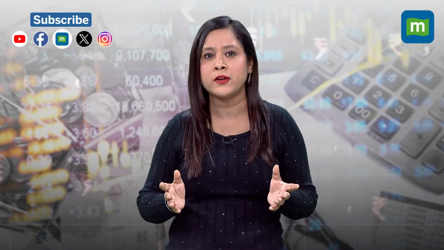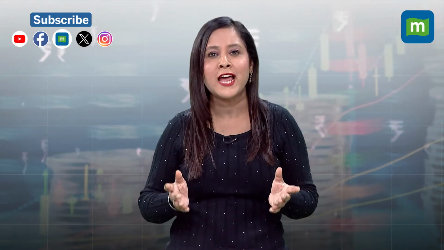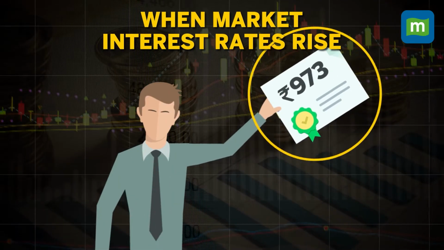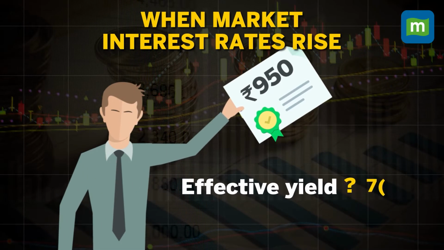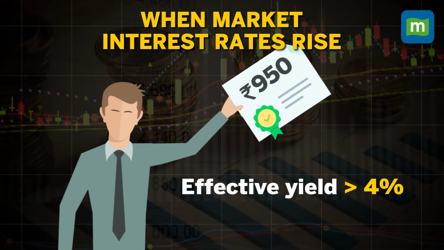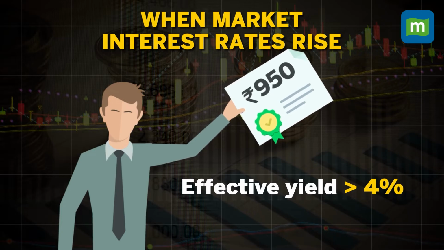So to make the bond you own more attractive, you might have to lower the price at which you're willing to sell it. As a result, the bond's price decreases. Now, if you are willing to sell it for 950 rupees, for instance, the effective yield on that lower price becomes higher than 4% for the buyer, making it more comparable to the 5% market interest rate.